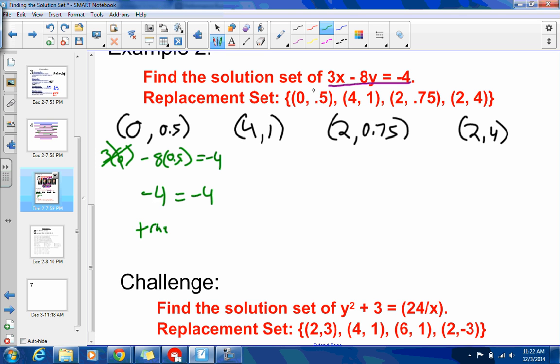So then this one would be part of our solution set. We know that already. I'll divide this off so we have some more room. All right, in blue here, the 4, 1. We'll replace 4 with the x and the 1 with the y. So 3 times 4 minus 8 times 1 equals negative 4.